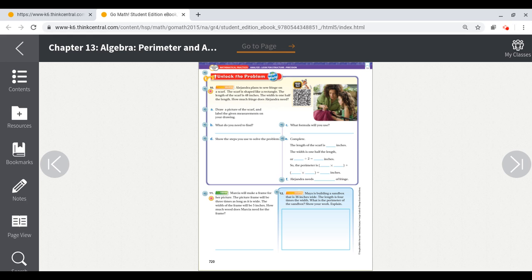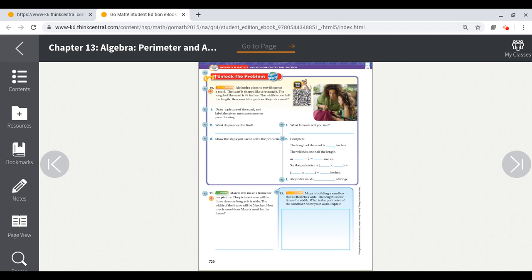It says unlock the problem. Alejandra plans to sew fringe on a scarf. The scarf is shaped like a rectangle. The length of the scarf is 48 inches. The width is 1/2 of the length. How much fringe does Alejandra need?